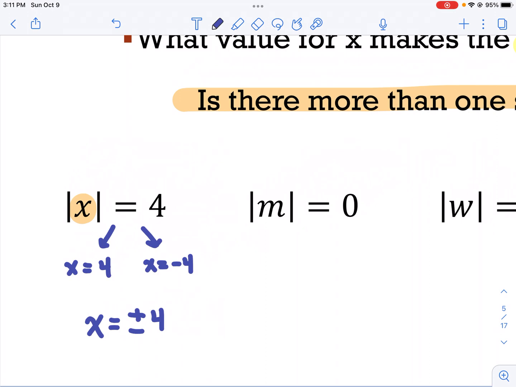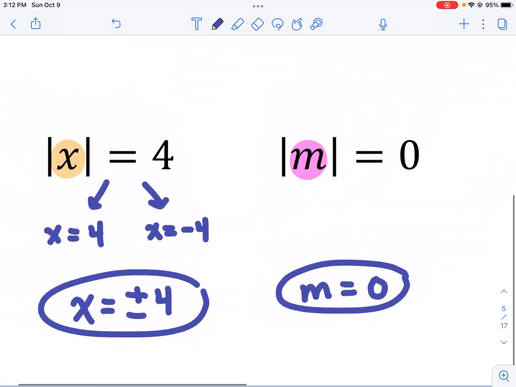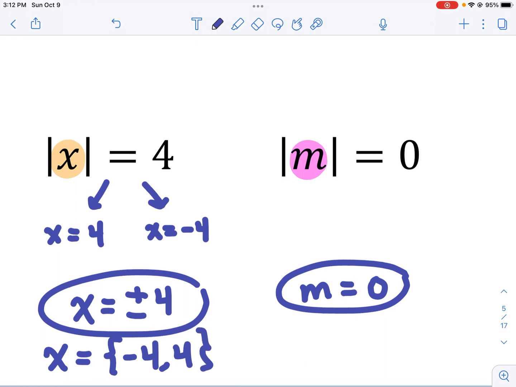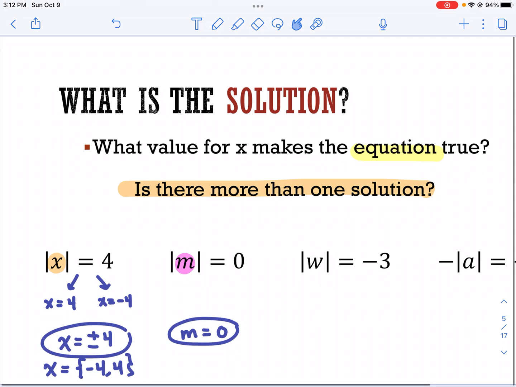Let's look at the next one. The absolute value of m is equal to 0. Once again, I can ask myself what number has a distance away from 0 of 0, or what value can go inside those absolute value signs that will result in 0. In this case, there's only one solution, m equals 0. This one has 2 solutions. The other way you can write this, by the way, is {-4, 4} in braces, saying it's the set of values -4 and 4. All right, so let's look here. The absolute value of w is equal to -3.